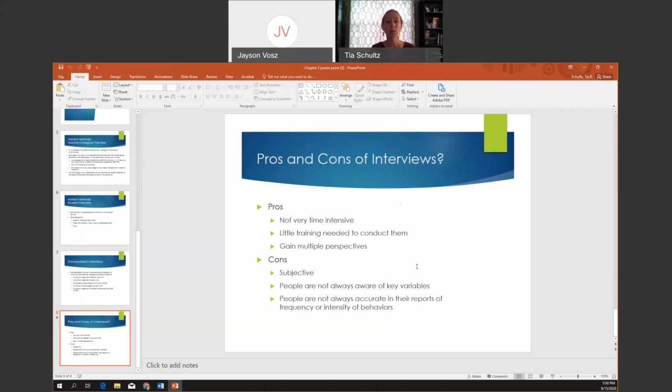And also people may not be aware of the key variables that need to be reported or that might be related to the behavior. And so some of what they're sharing might be missing pieces or might include pieces that you don't need. And again, this goes back to what I said a little earlier, where you have to dig through and find what you need for the assessment.